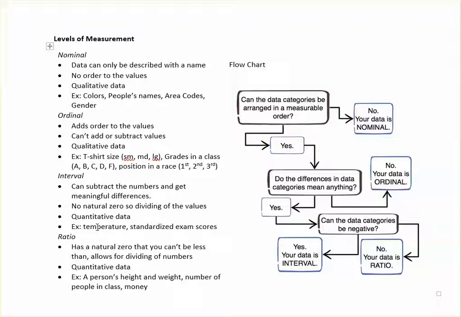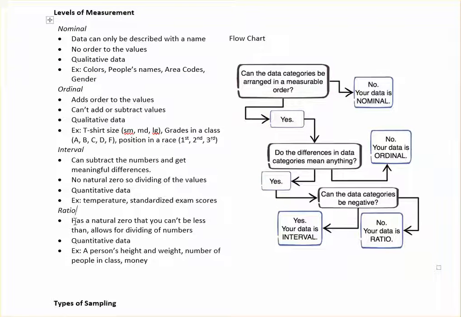The thing, especially with temperature, is that with the interval data, you can have negative. So you can have a negative there. So that's kind of the big thing. So think temperature, you can have it be negative 10 degrees or something. So ratio has a natural zero that you can't be less than, which allows for the dividing. So no dividing here, you can divide here.